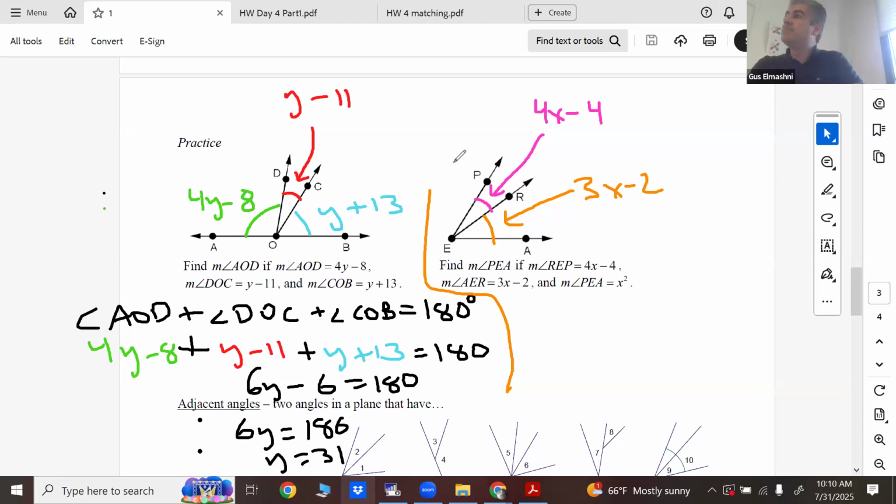X squared. Yeah, we don't know. We don't have the numerical value for the whole thing, but we do know the combination of these. So guys, pink plus orange equals what? X squared. Pink plus orange equals x squared. So you've got to add those expressions that equal x squared. Sorry, pink plus orange. That's not purple. That's pink. I should know my colors.